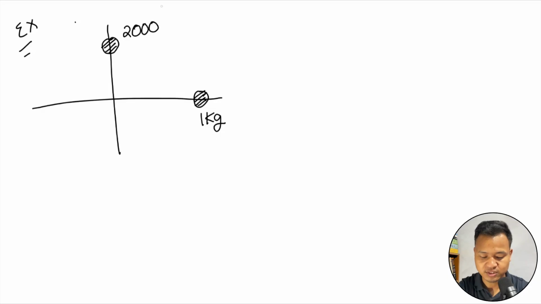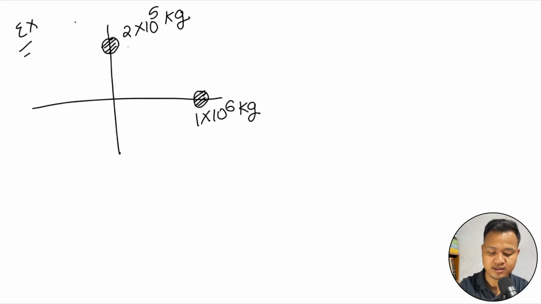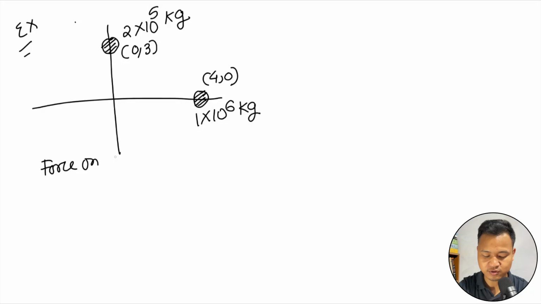Suppose we say 2 into 10 power 4 kg, and let's say 1 into 10 power 6 kg. So there are two objects. Okay, two masses. Let's say one at 0, 3 and the other at 4, 0. So then what is the force of attraction? So force on m1 due to m2 is the question.